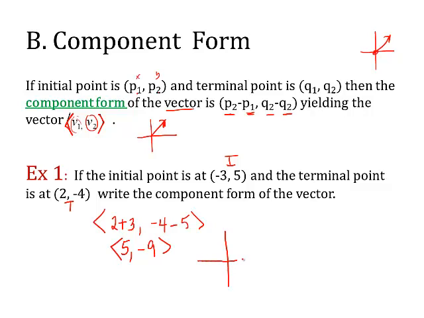Now, graphically, what that means is if I find this point out here, +5, -9, that's the terminal point of my component vector. So this is what it would look like when I draw it, because the initial point of any component vector is 0, 0.